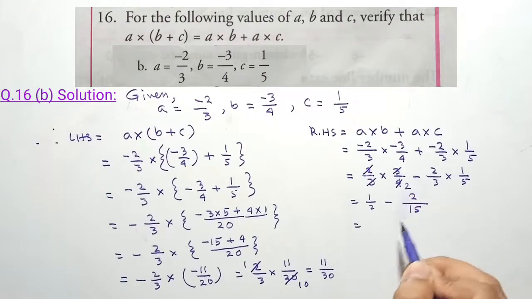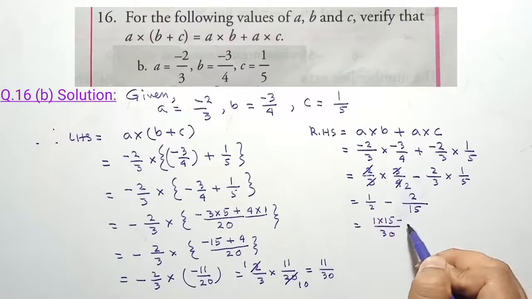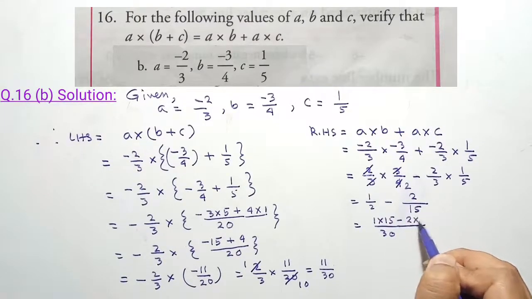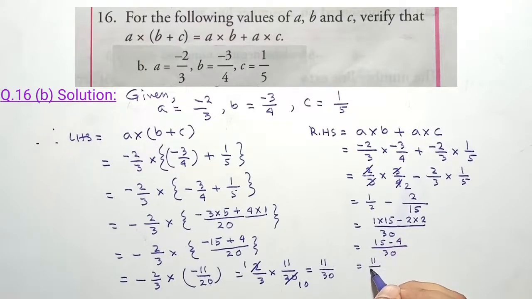So LCM of 2 and 15 equal to 30. So 2 15s equal to 30. Therefore 15 into 1 minus 15 2s are 30, so 2 into 2. Therefore 15 minus 4 by 30. Finally, the value is 11 by 30. Therefore, left hand side equal to right hand side. So, verified.